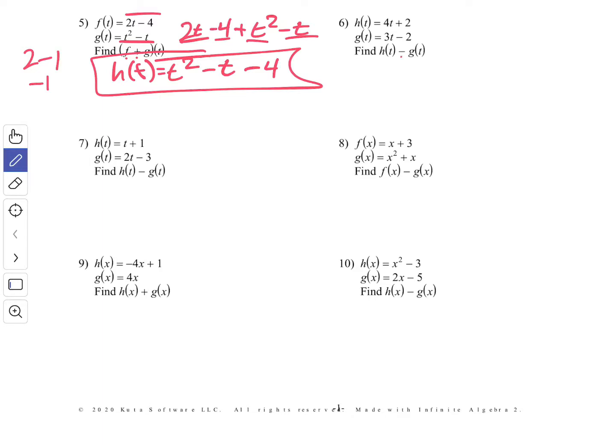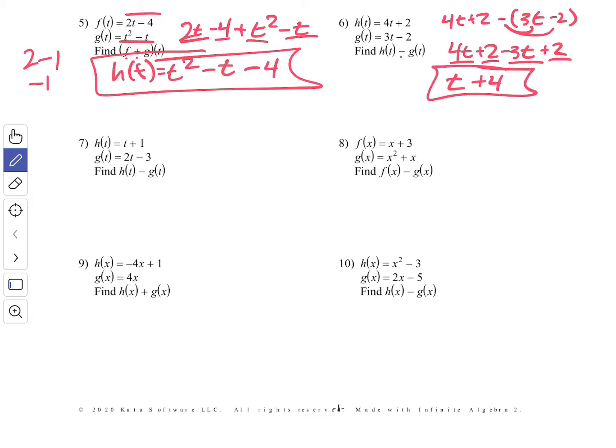So number 6, now we've got a minus, so I go 4t plus 2 minus, parentheses, 3t minus 2. So that negative applies to both, so 4t plus 2 minus 3t plus 2. Okay, 4t minus 3t is just 1t. 2 plus 2 is 4, so t plus 4 is my new function.